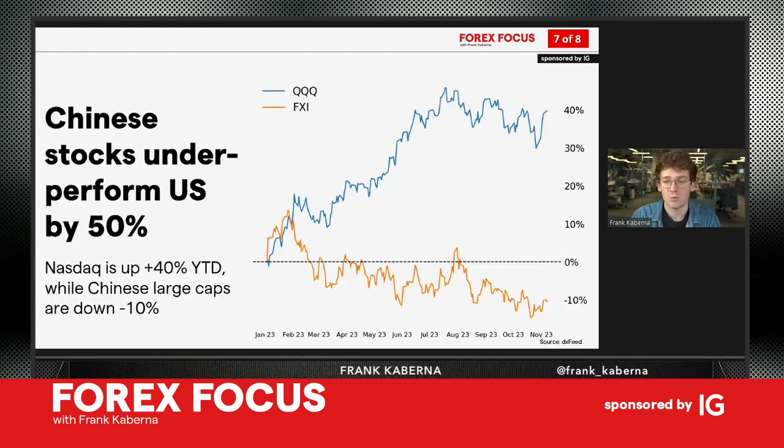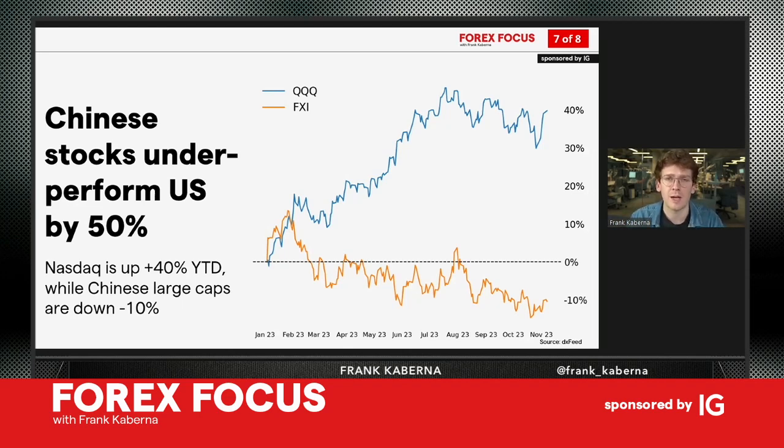And I also wanted to rope in a little bit of the stock piece here, just to show the relative performance. We talk so much about interest rates and how that affects forex and everything else, but worth noting that Chinese stocks are underperforming US stocks here year to date by 50%, as the NASDAQ is up 40% on the year, and Chinese large caps in that FXI ETF, by that measure, are down 10% on the year. Pretty wild action, because of course there's a positive historical correlation between stocks here in the US, stocks in China, stocks in Europe, stocks everywhere, right?